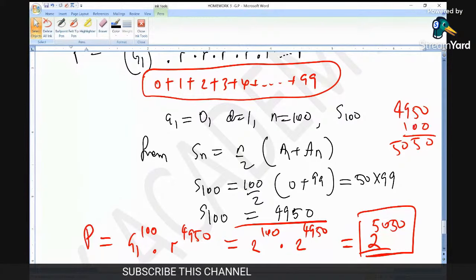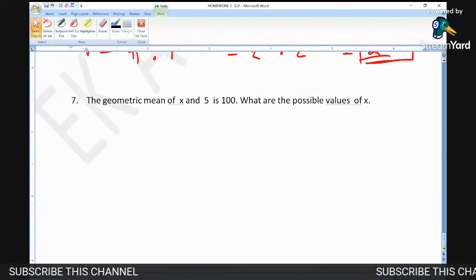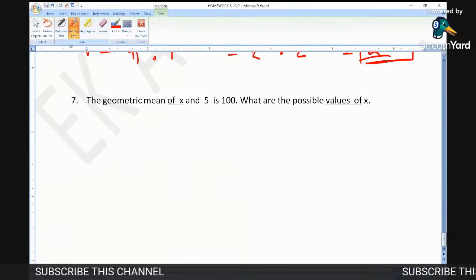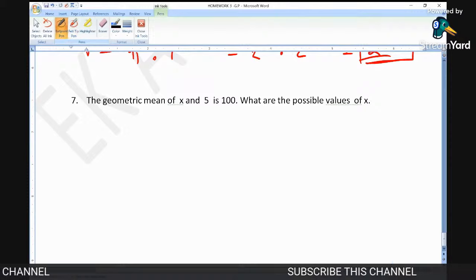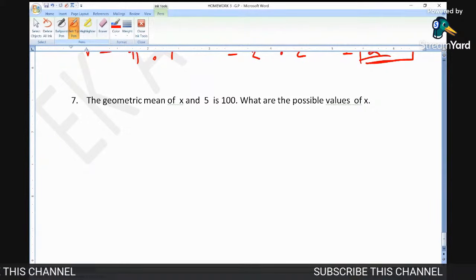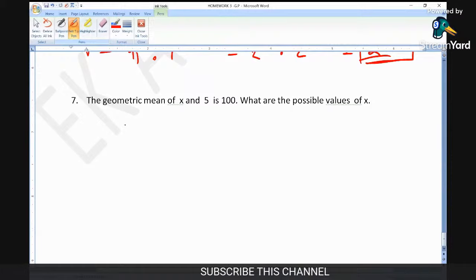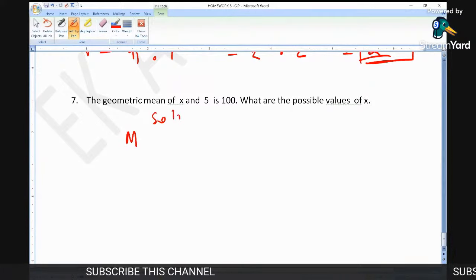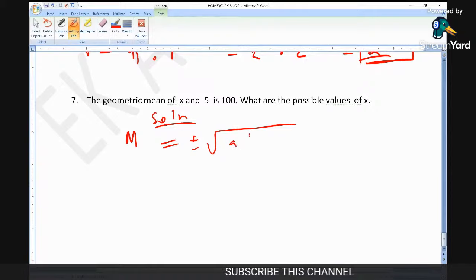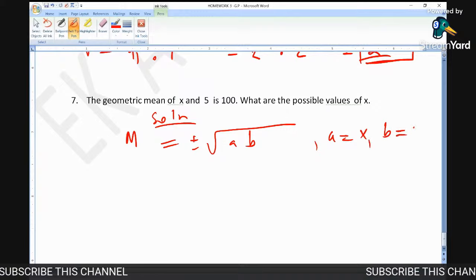That is the solution for question number 7. The last question, dear friends, for today is geometric mean. We were told that the geometric mean of two numbers, x and 5, is 100. What are the possible values of x? Wow, interesting. So we know that the geometric mean m equals plus or minus the square root of two numbers a, b. So for our case here, a is x, b is 5.